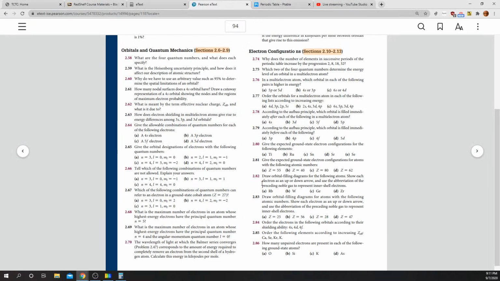Draw orbital filling diagrams for the following atoms. Show each electron as an up or down arrow and use the abbreviation of the preceding noble gas. Okay, thank goodness. So they don't expect us to do every single electron. This is an abbreviated orbital filling diagram, as it were. So, rubidium, tungsten, germanium, and zirconium.